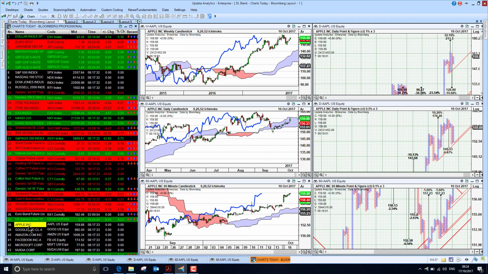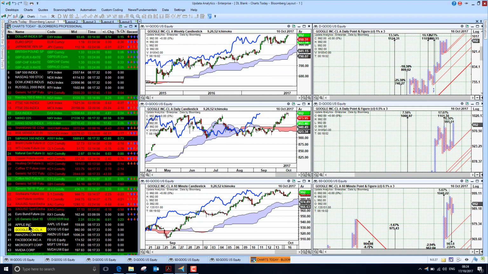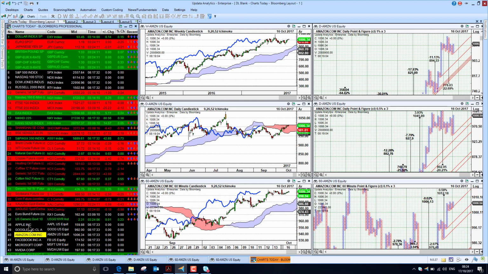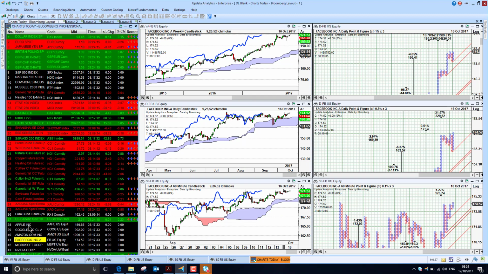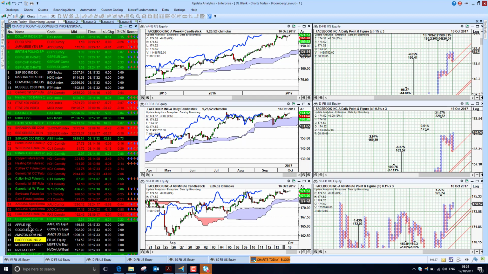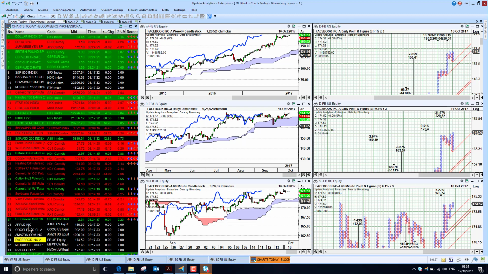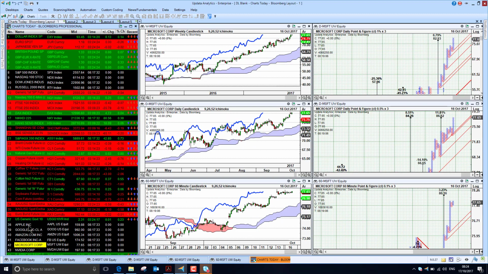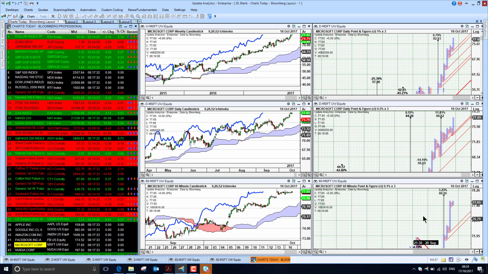Apple looking strong, is up again yesterday, so looking better. Google also looking stronger. Amazon also looking stronger, and Facebook also nudging that 175 level, 174.5, with pretty good upside targets still. And Microsoft also holding its strength, 3% upside in the short term, 8 and 11% on the medium term chart.